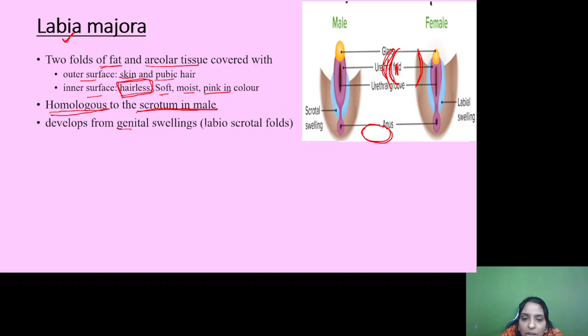Labia majora develops from labioscrotal folds. See this scrotal swelling here. See the blue image-like thing, the scrotal swelling. Similarly, in the female, these swellings develop as labia majora. In males it is the scrotum, and in females it is the labia. So generally we say that labia majora develops from the labioscrotal folds.